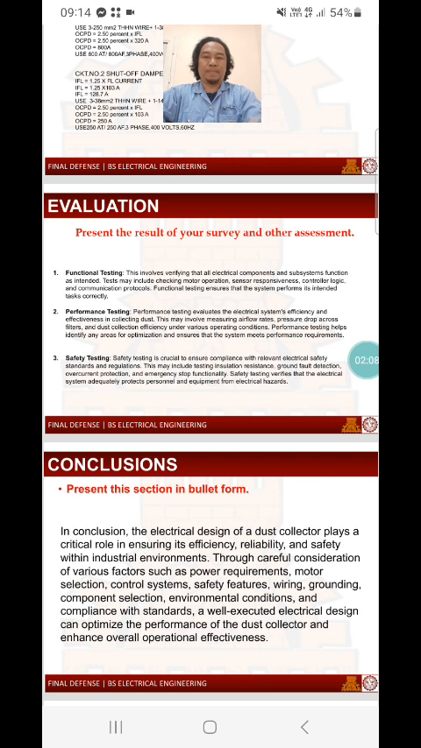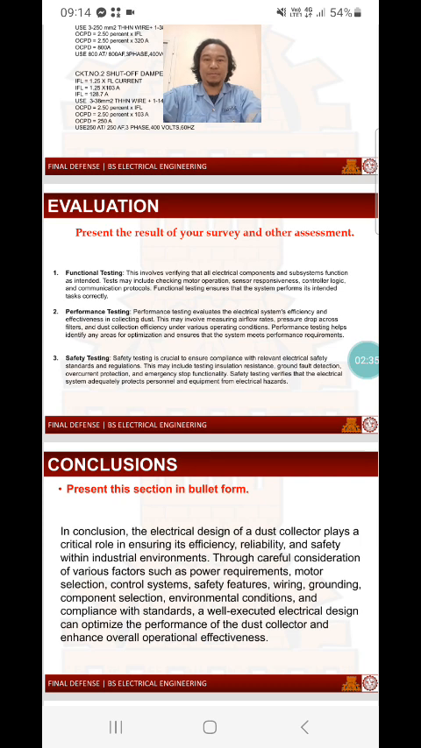Evaluation. Functional testing. This involves verifying the electrical components and subsystem functions. Tests may include checking motor operation, sensor responsiveness, and control logic.